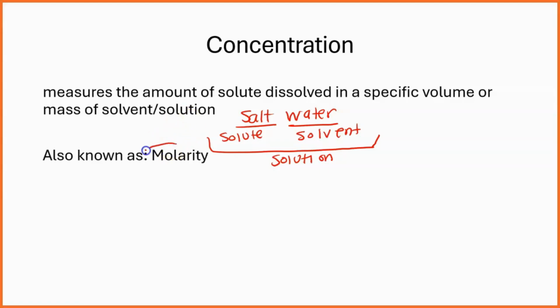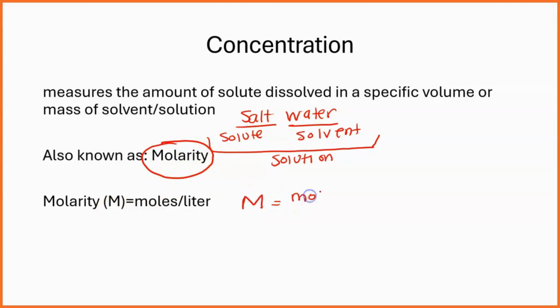Concentration is also known as molarity, and molarity has the units of moles per liter. Anytime you see a capital M, that's the same as moles over liters. Also, if we see these square brackets, that means concentration. Today, we're really going to be focusing on the concentration of hydroxide.